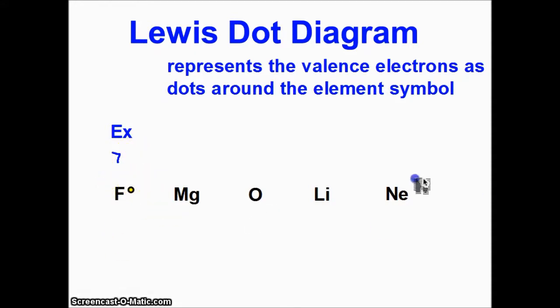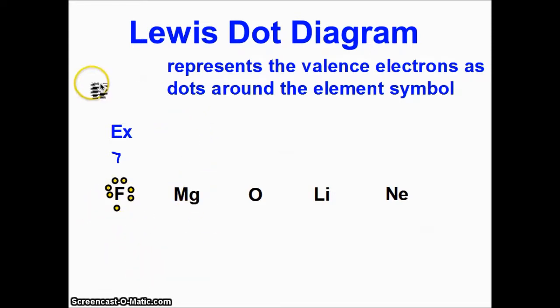So there's 1, 2, and I just keep going around until I have 7: 3, 4, 5, 6, and 7. And so that's my Lewis dot diagram for fluorine.